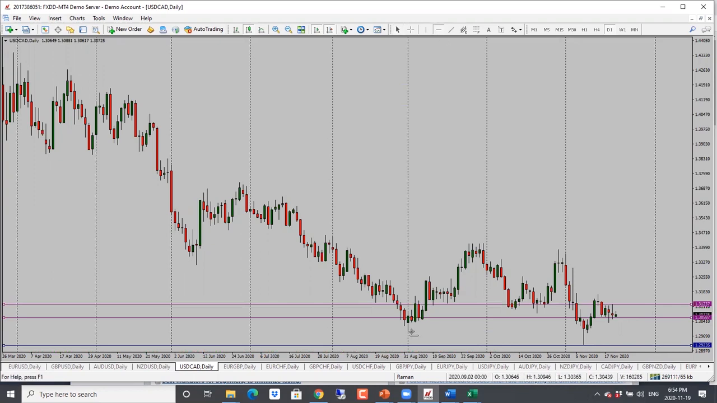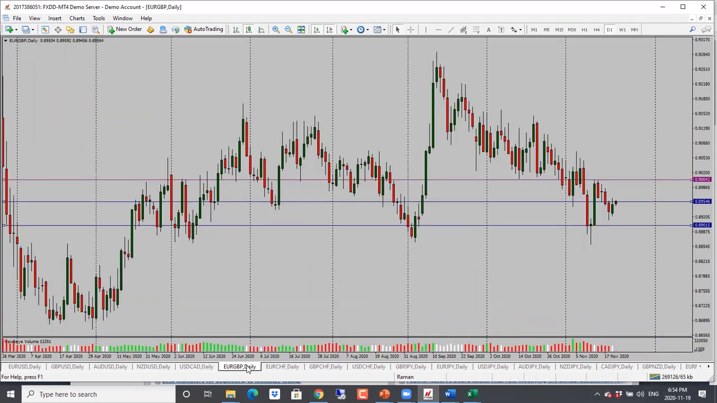So bias right now is neutral to bearish. Next target is 1.2990, which is back into the support level here. So neutral to bearish bias for dollar CAD. After that, we're looking at 1.2920.